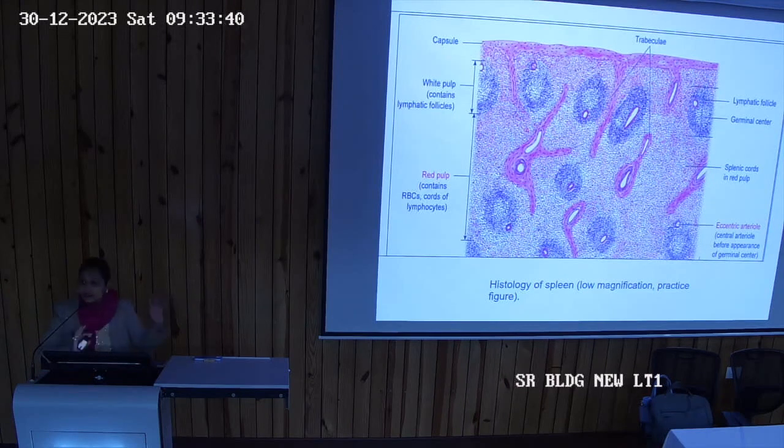Now this red pulp is scattered all over this spleen. Here you will find eosinophilic areas which is red pulp. Now red pulp has sinusoids which are blood filled spaces, so that will appear red in color, and cords of lymphocytes and macrophages that will appear a little basophilic. Now these parts are the connective tissue only, septa only, so don't confuse them with the red pulp. These are not red pulp.